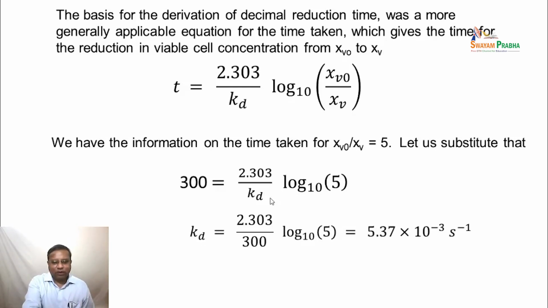So Kd is the only variable here. If we transpose this, or essentially multiply both sides of the equation, you can do the same things to both sides of the equation. If we multiply this side by Kd and this side also by Kd, and divide this side by 300 and this side also by 300, we get Kd equals 2.303 by 300 log 5 to the base 10, which turns out to be 5.37 into 10 power minus 3 second inverse.